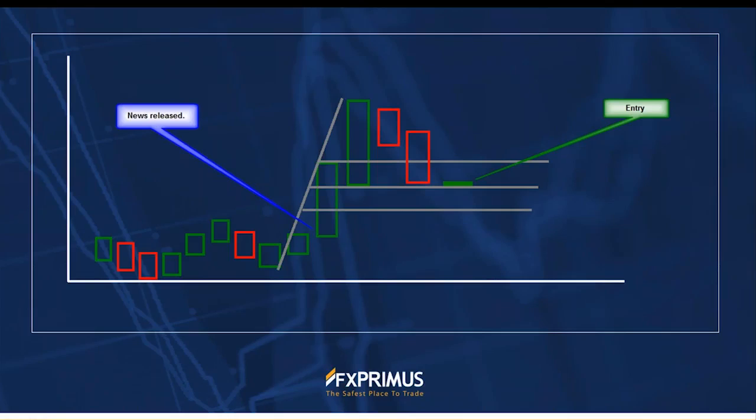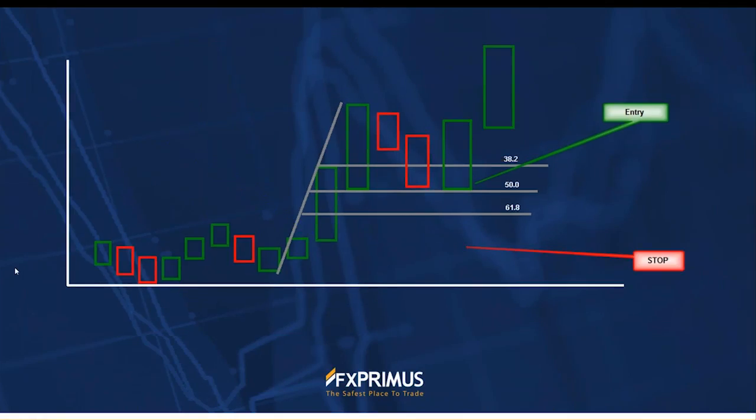We wait for the pullback. You start seeing a red candle, you wait for that pullback, and you draw your Fibonacci retracement tool, which is those grey lines there. And what we're looking for is to buy. Why are we looking to buy? Because the market spiked up in response to news. So we're looking to buy between the 38.2% and the 61.8% retracements.